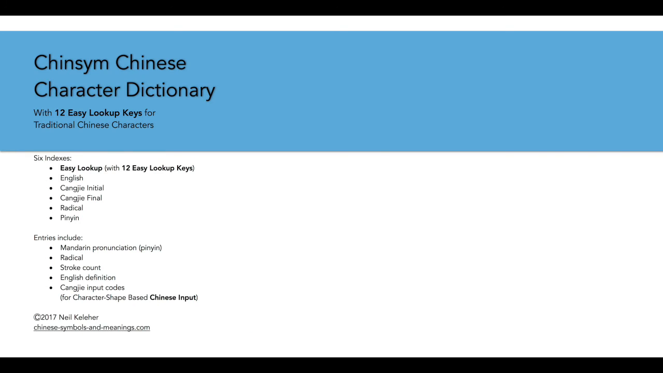So let's look at using the Chinsym Chinese Character Dictionary to look up Chinese characters. I should mention it's a PDF, over 5,000 characters, has 6 indexes. The entries also include the radical shape, the radical number, and also stroke count. So that there is the Chinsym Chinese Character Dictionary, and using it to look up Chinese characters.